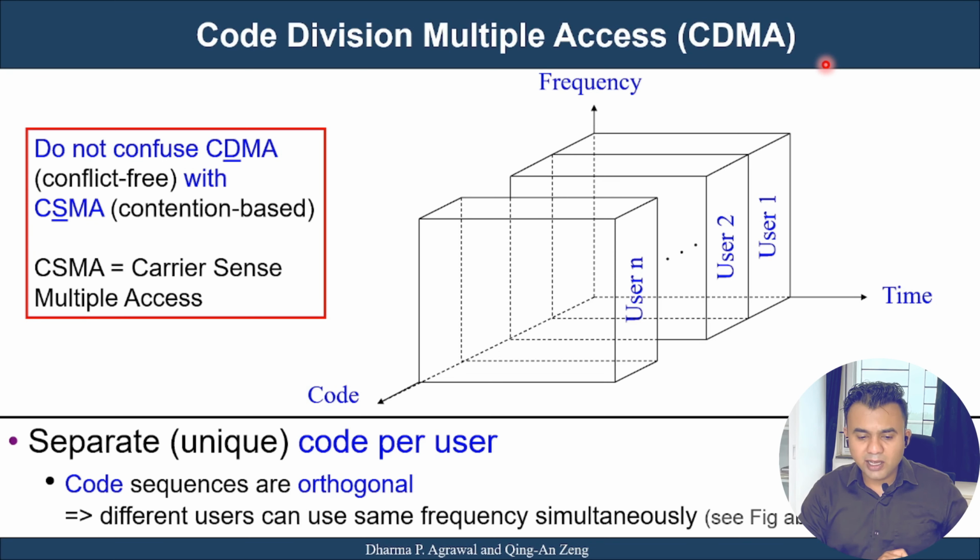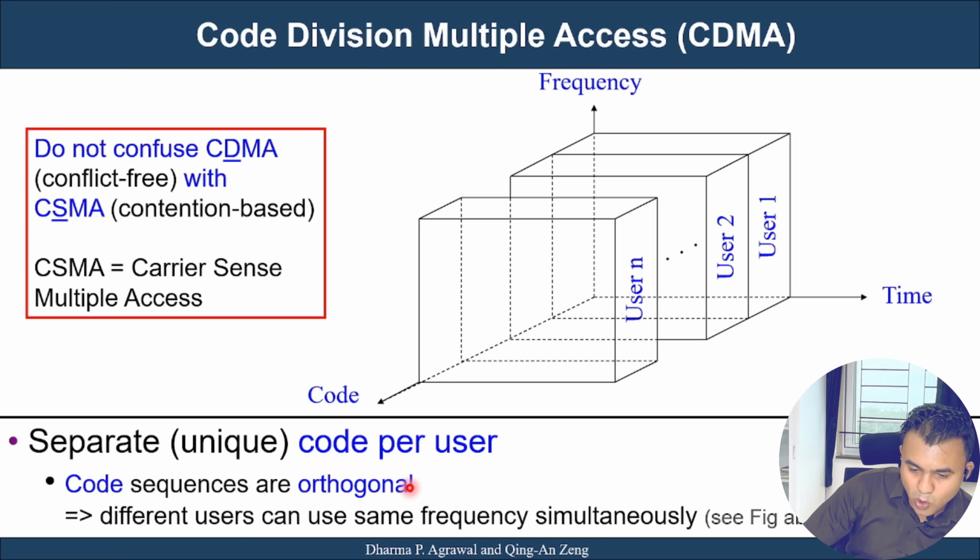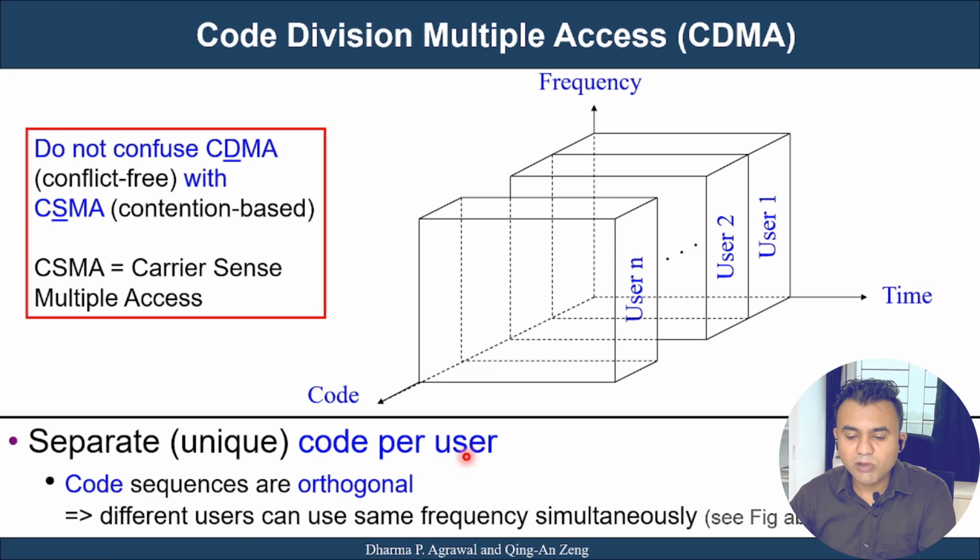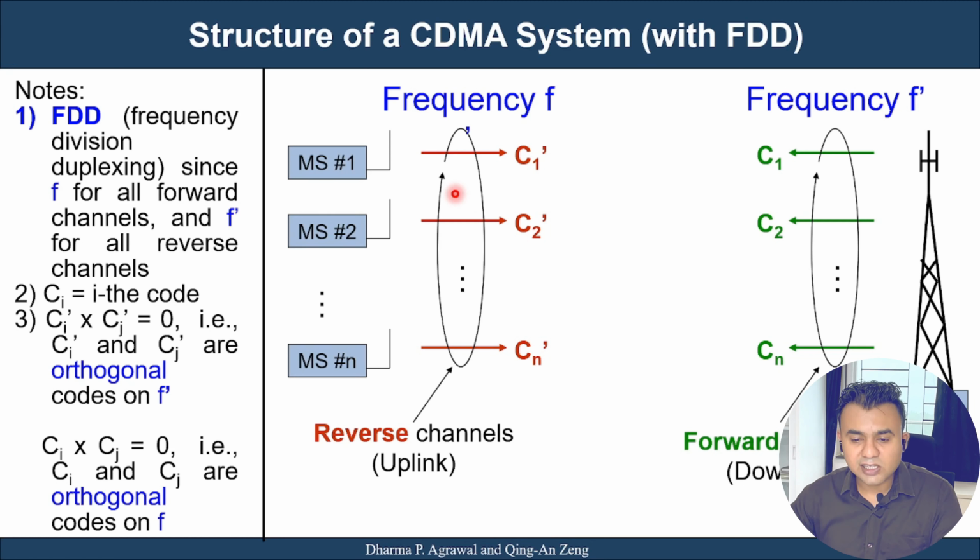So here the idea is each user has a special code or a separate code. The separate code will be used per user, and using that the spreading happens. We'll see how the spreading happens quickly. So code sequences are generally orthogonal, and different users can use the same frequency simultaneously here. Now the advantage is various users can use the same frequency. However, they are separated in terms of a unique code, such as, let's say, this is my base station and these are my mobile stations, such as MS1, MS2, and so on up to MSN.